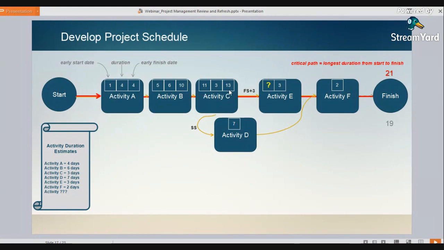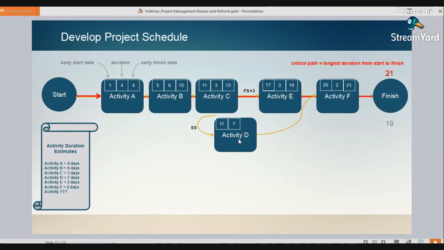Activity C is a duration of 3 days, ends on the 13th. So now we can tell activity E resources plan to be ready to start work on the 17th of September or on day 17 of your project. Right? It was 13 plus a 3-day lag. If there was no 3-day lag, it would start on the 14th. So 15, 16, 17. Activity E begins on the 17th. 3 days, ends on the 19th. F begins on the 20th. 2 days, completes on the 21st. And that's what we had said.